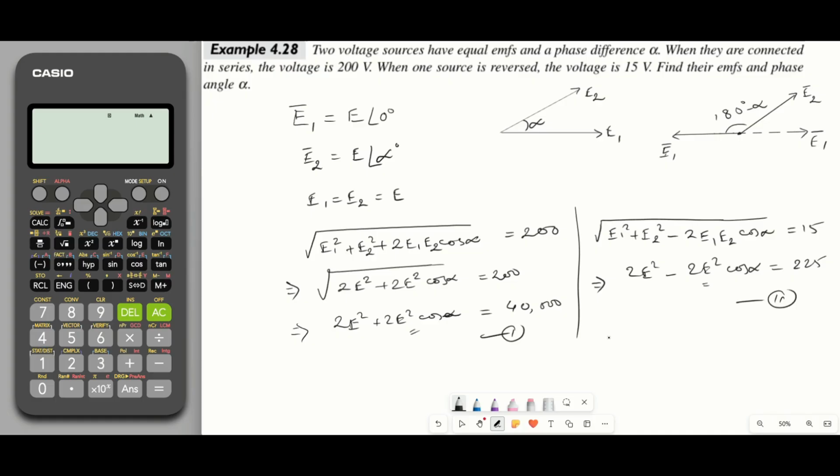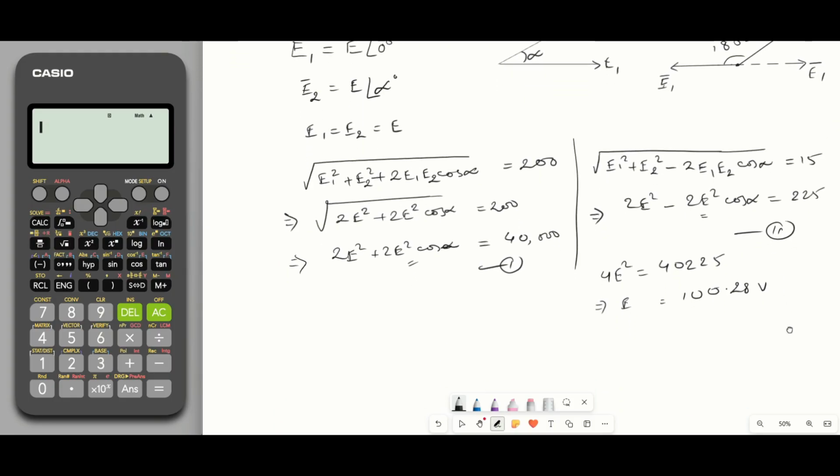So now we have two equations and two unknowns, so we can easily solve. If we simply add them, we will get 4E square equals 40,225. So from here the value of E will come as 100.28 volts, right?